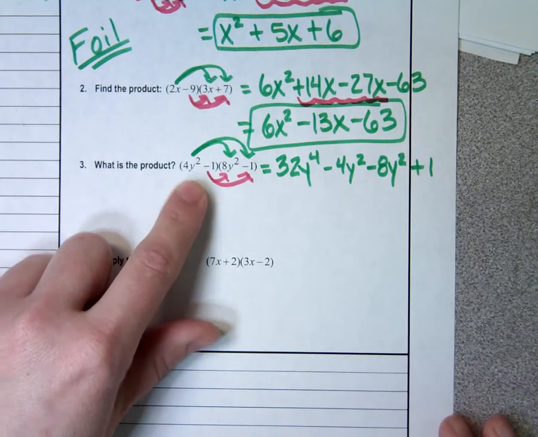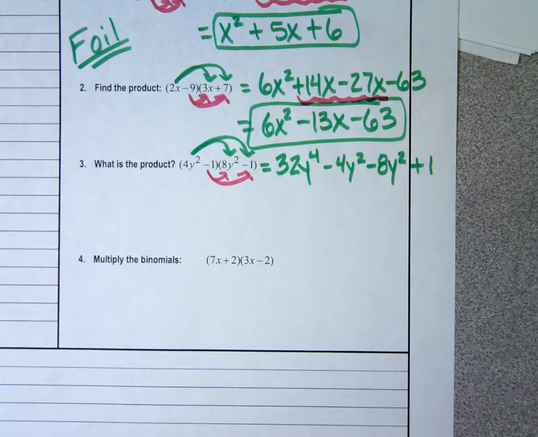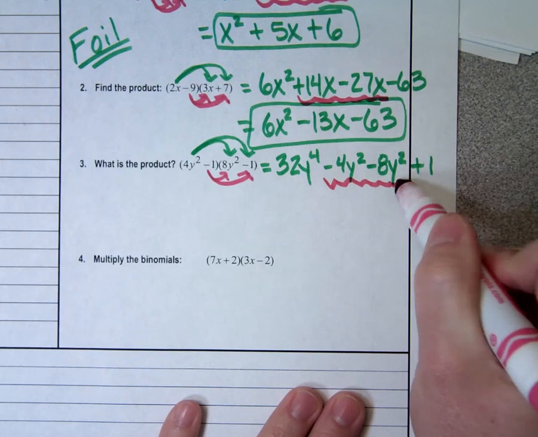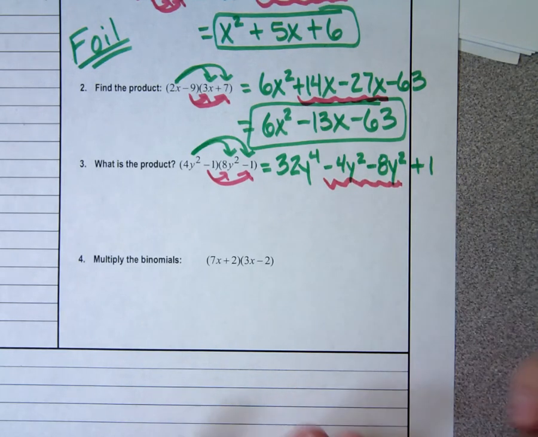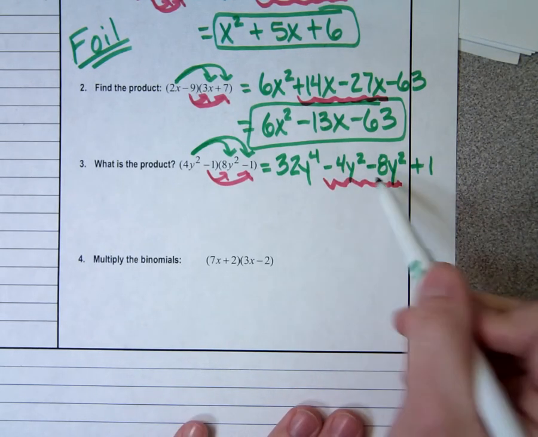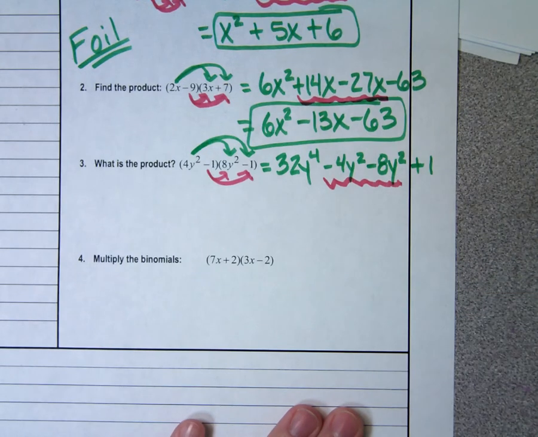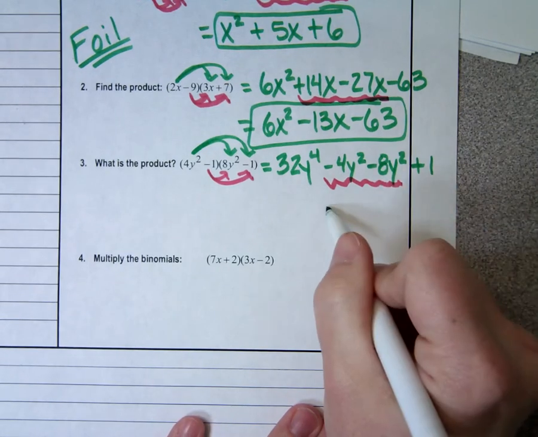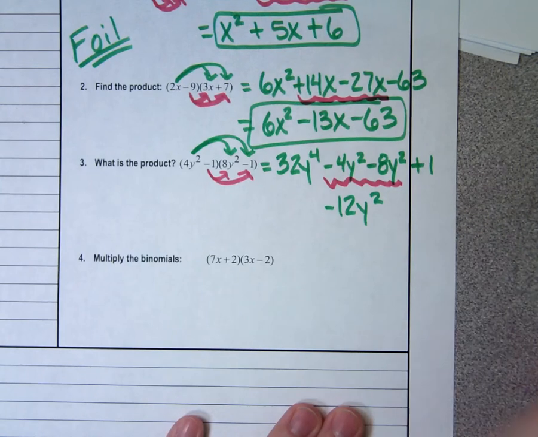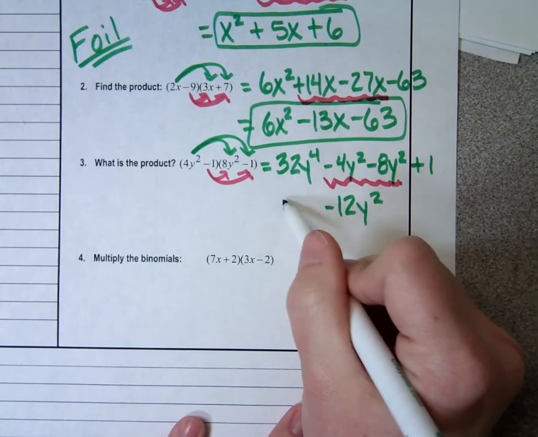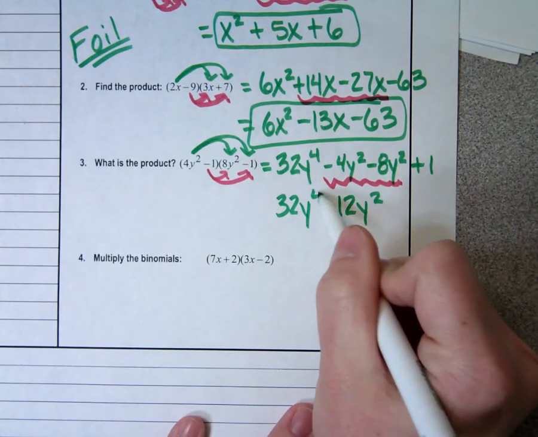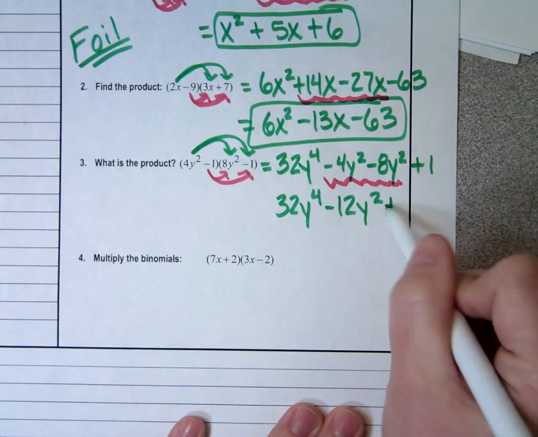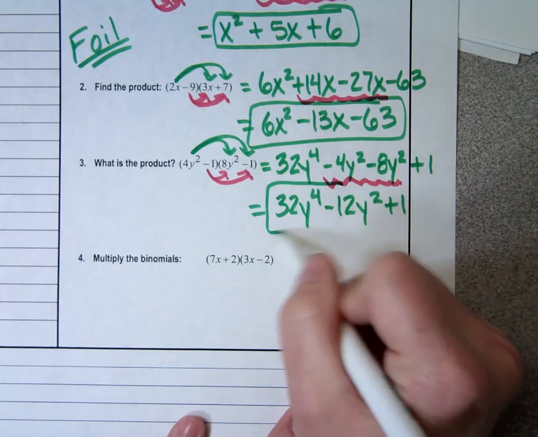Okay, at this point I'm done multiplying. I just look to see if I have any like terms to add or subtract. And I do. These are both y squared, so I can combine those. What do you get if you combine a negative 4y squared and a negative 8y squared? A negative 12y squared. And then the 32y to the fourth in the front just drops down, and the positive 1 in the back just drops down, and there's my answer.